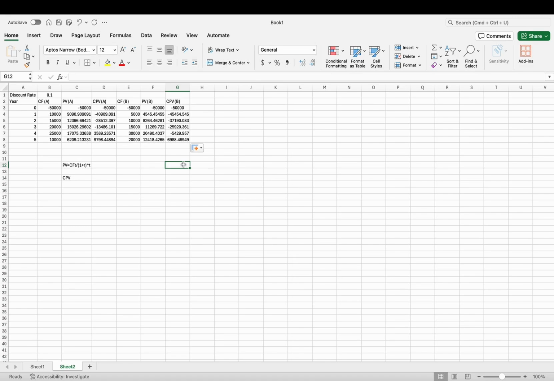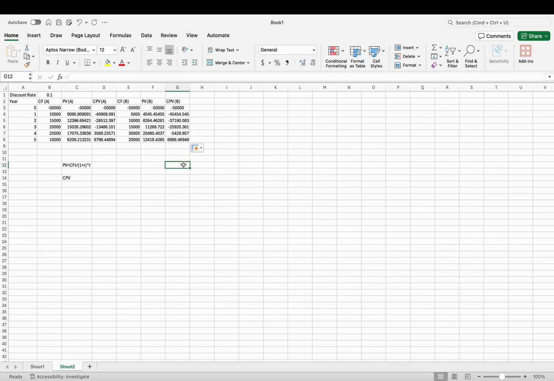So now we can interpret the results. For project A, the cumulative present value starts at minus 50,000 and becomes positive between year 3 and 4. And by the end of year 5, the CPV of project A is about $9,800, which means it creates that much value in present value terms. For project B, the cumulative present value becomes positive only between year 4 and year 5 and reaches about $6,900 by year 5.